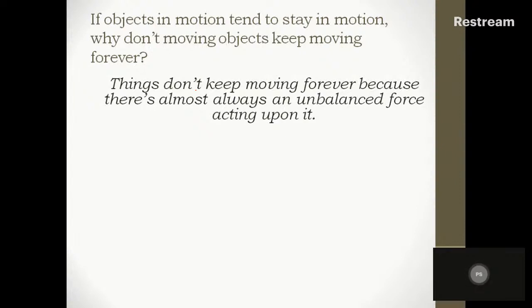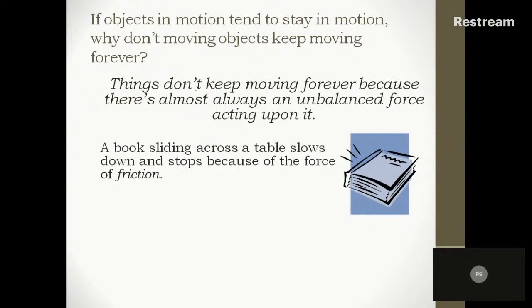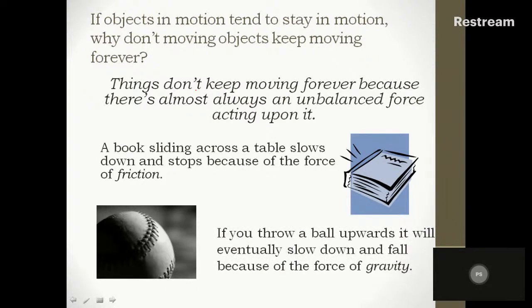There will be some end point, right? There will be a wall or something coming up on the side. Something will be stopping me. Of course, that is an unbalanced force. That's why things don't keep moving forever, because there's an unbalanced force acting on them. A book sliding across the table slows down and stops because of the force of friction. So force is also a main thing.